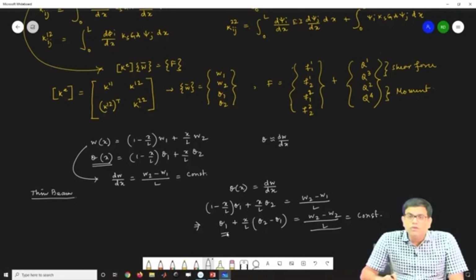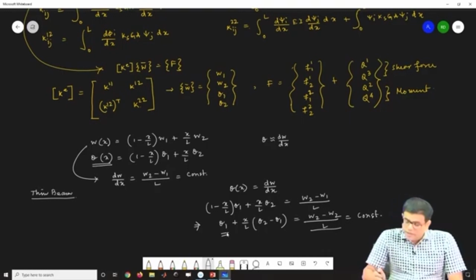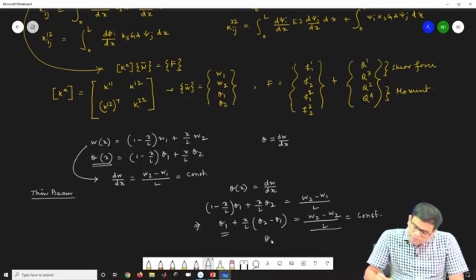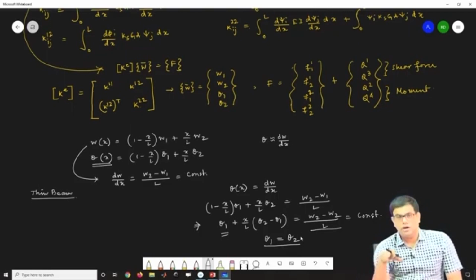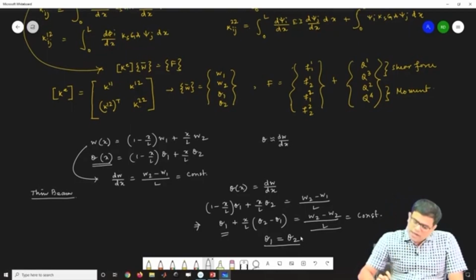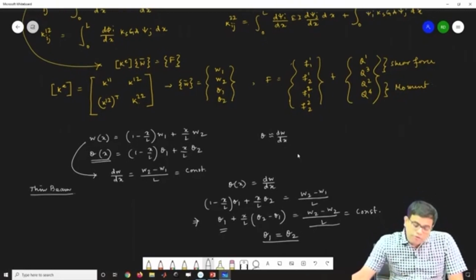So this will be 0 only in the non-trivial case, that is, only when theta 1 equals theta 2. That means theta 1 must be equal to theta 2. So the variation of theta is not allowed, first of all. So if theta 1 and theta 2 are equal, then what will happen to our weak form?